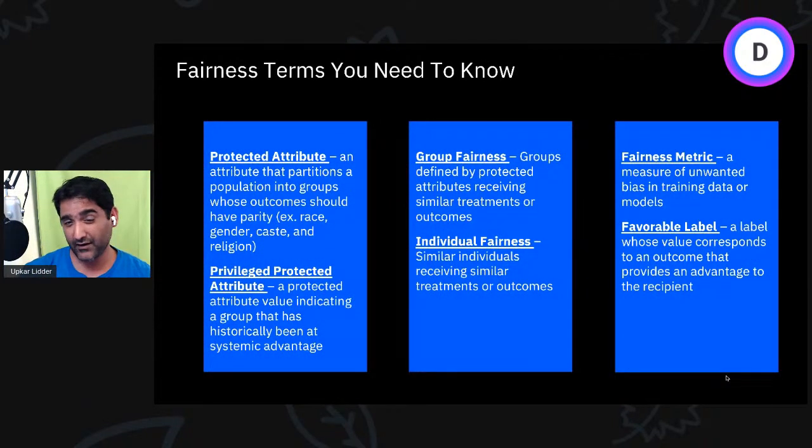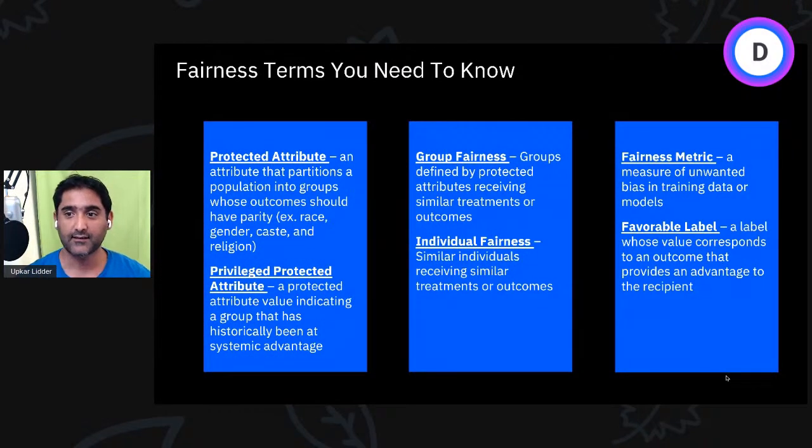Then you have group fairness versus individual fairness. So group fairness is where you want different groups to have a level playing field. And then individual fairness, again, is that if individuals are similar and you run them through an algorithm or a model, then the outcomes should be similar for those two individuals, regardless of what race they belong to, what gender they are, what caste, etc., or what their age is.